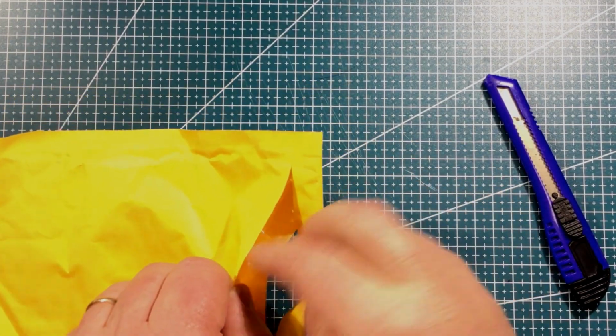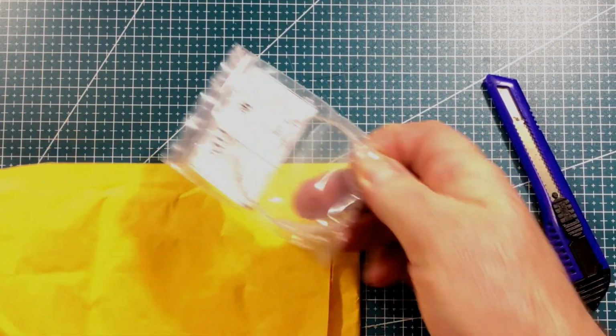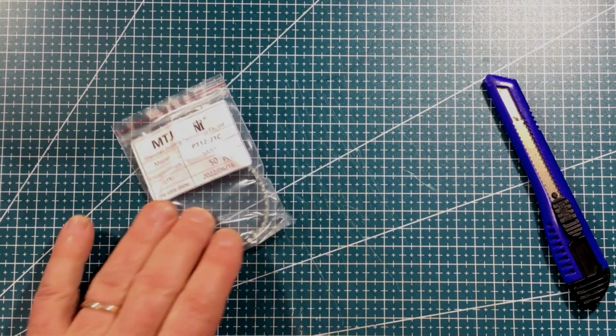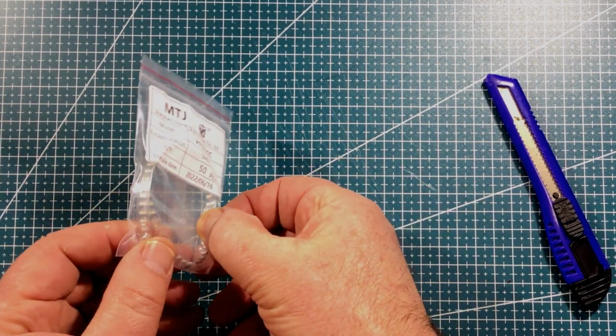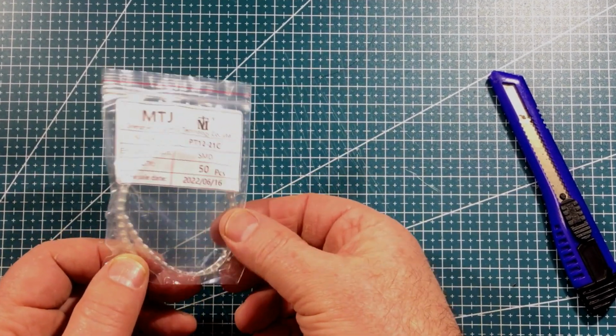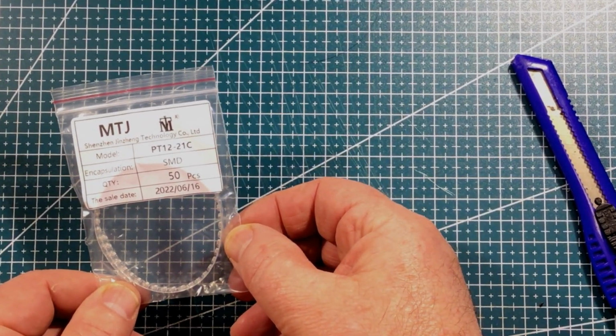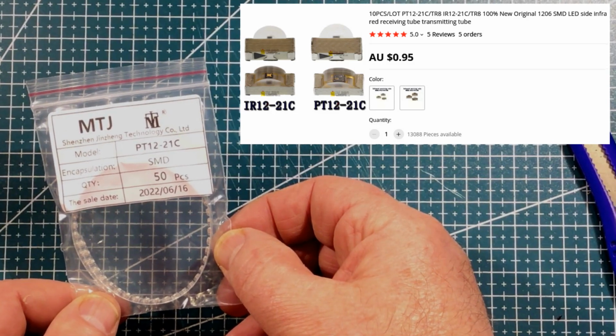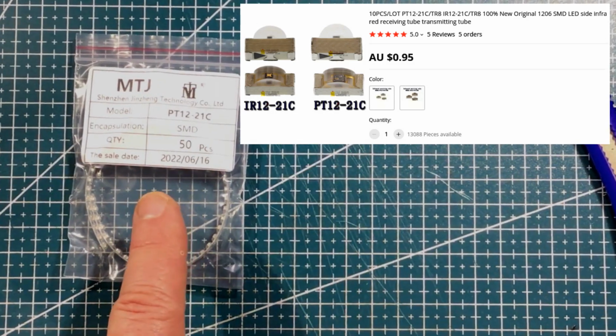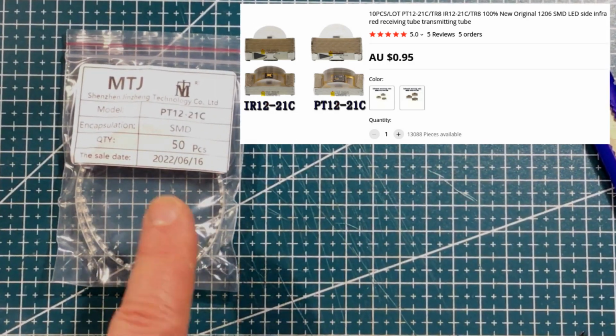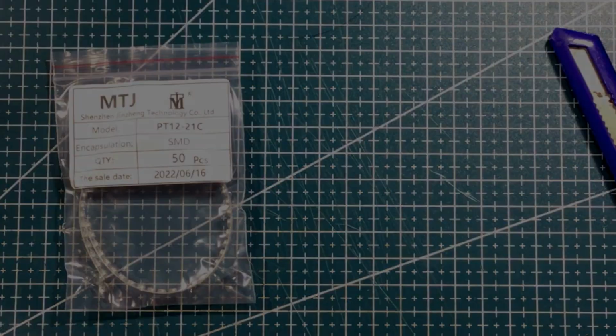Superlight, big package containing not an awful lot. Big package containing PT1221C. I have no idea what that is. I think temperature, maybe. I'll look that one up.